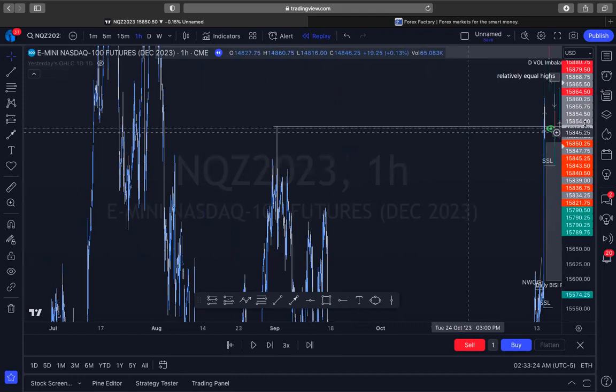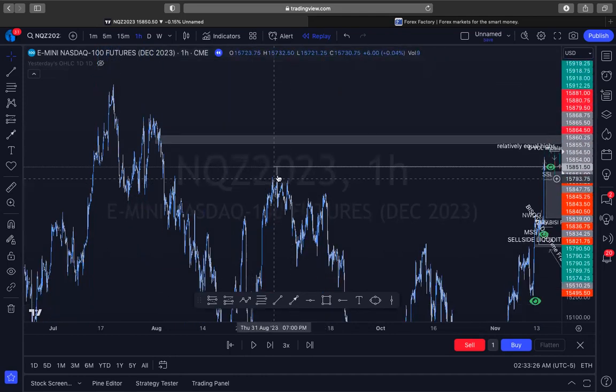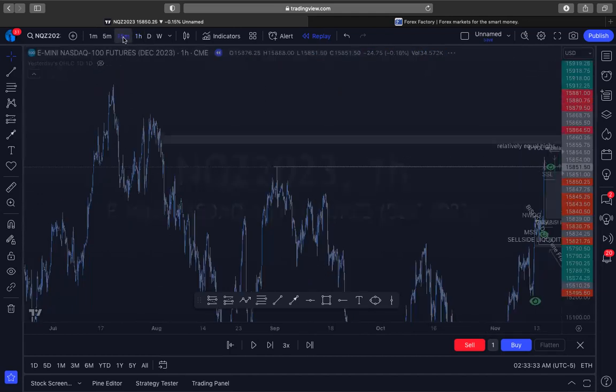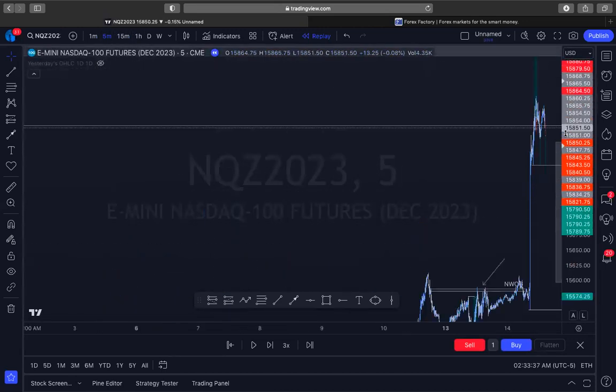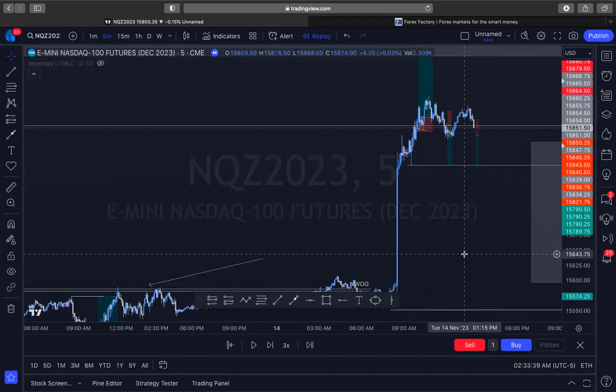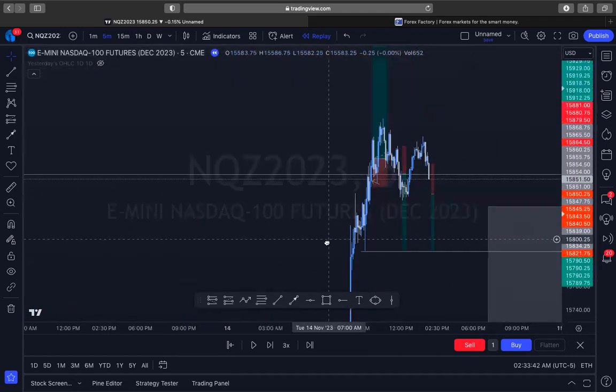So remember, we talked about that high on the daily time frame. This is on the 1 hour chart, but that's the high that we were aiming for. We blew straight into that. So let me go back down into the 5 minutes so you guys can take a look at that. That right there was the buy side, right? That's the buy side that we were targeting.